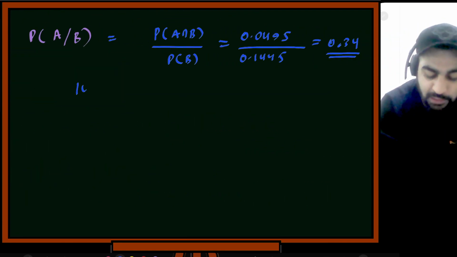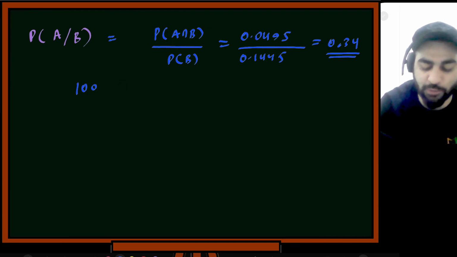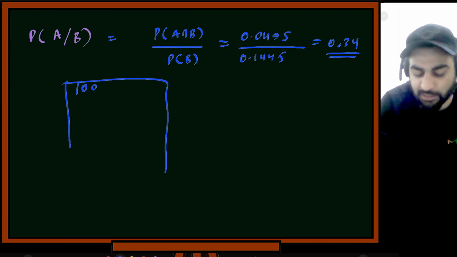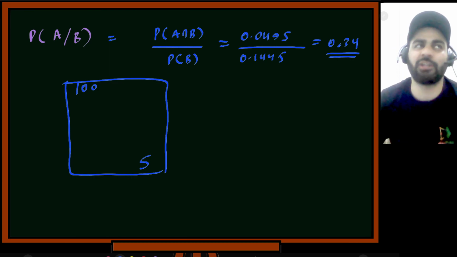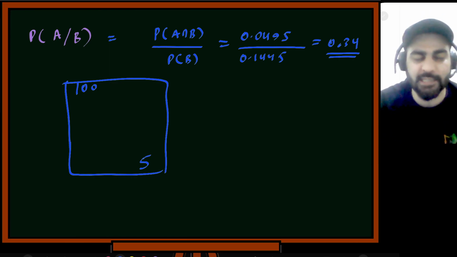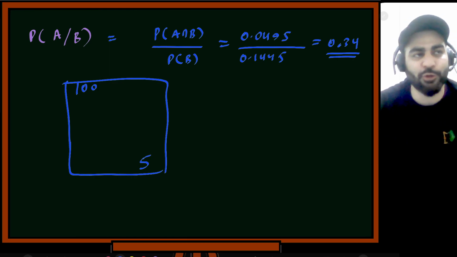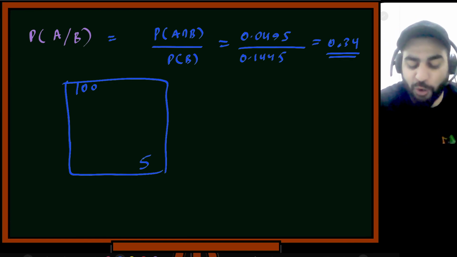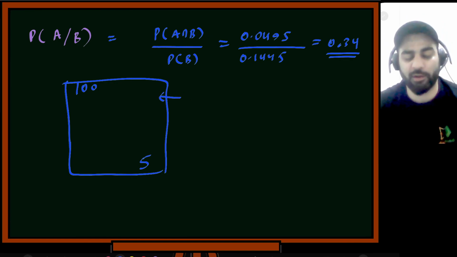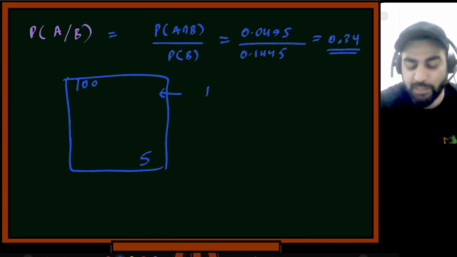Let's suppose we had a total of 100 patients. Out of these 100, 5 people were actually diseased. Let's suppose we conduct the test on everybody, on the whole of these 100 people. For how many people will the test be wrong?